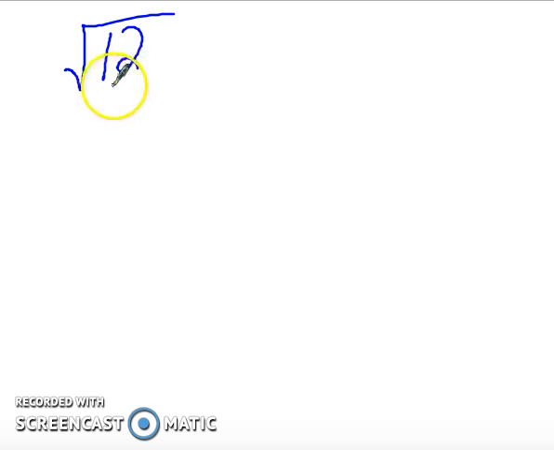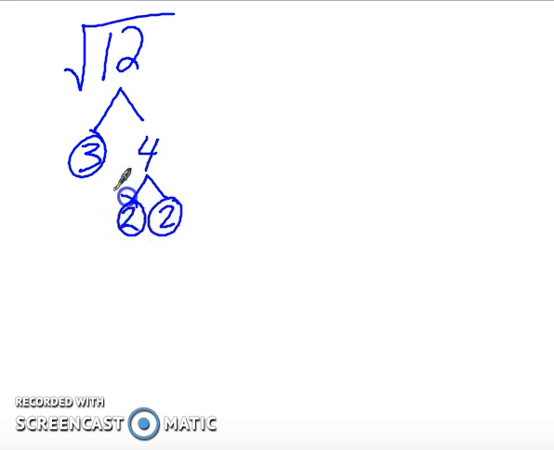Let's use the same process we did before and let's break down 12. So 12 simplified is 3 times 4. Well, 3, there's nothing we can do. It's a prime number on your list of prime numbers that you've got in your notebook. 4 is 2 times 2. So if we break down 12, 12 is 2 times 2 times 3.